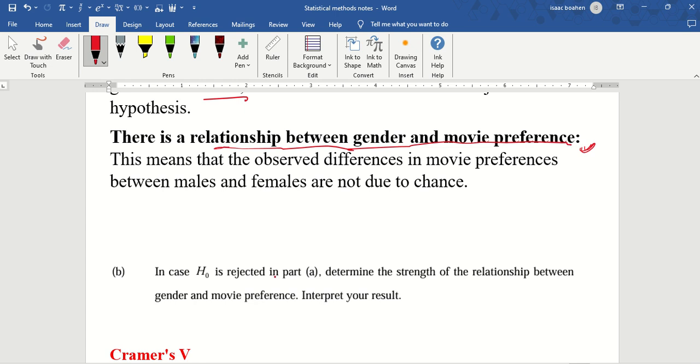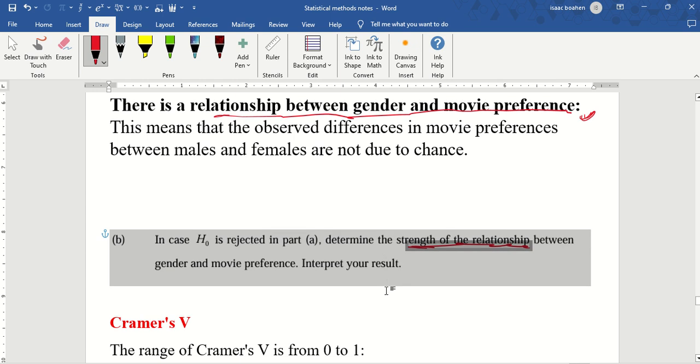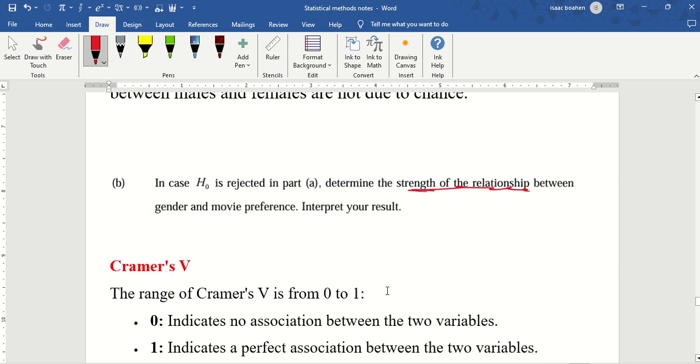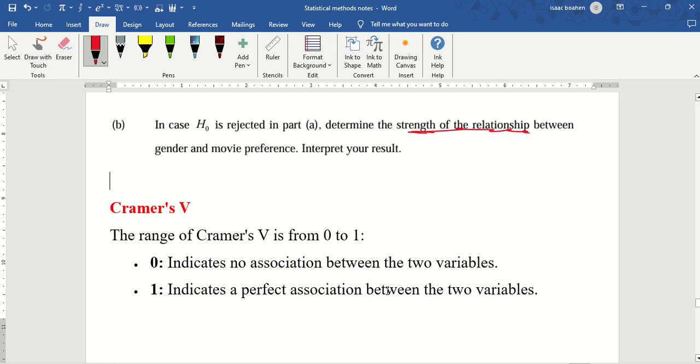That is the meaning. But the question is asking us in B to determine the strength of that relationship. So now we know that there is a relationship between gender and movie preference. The question is to what extent? Is the relationship very strong? Is it very weak? Is it moderate? Or is it just weak? So that is what we are going to do. We can do that with the help of Cramer's V. So let's take note of that.